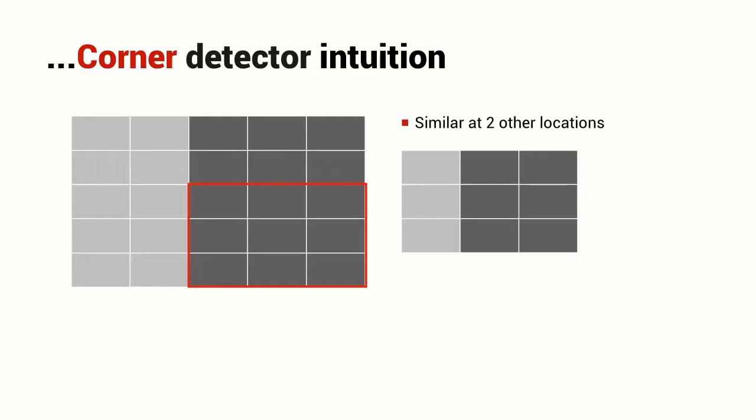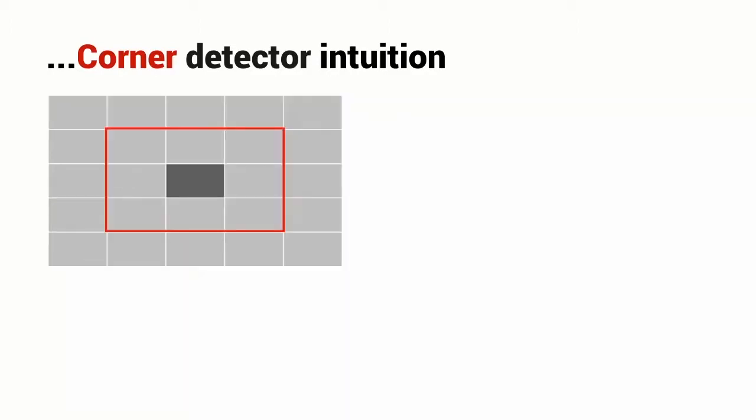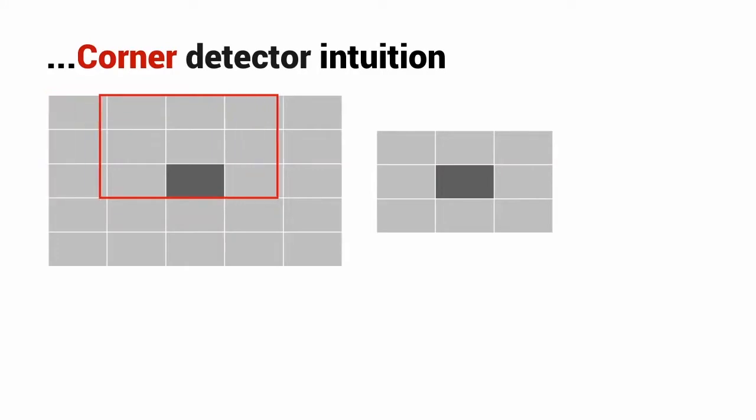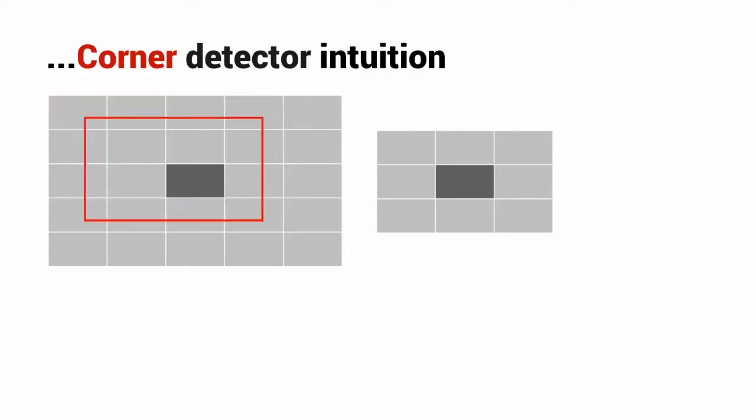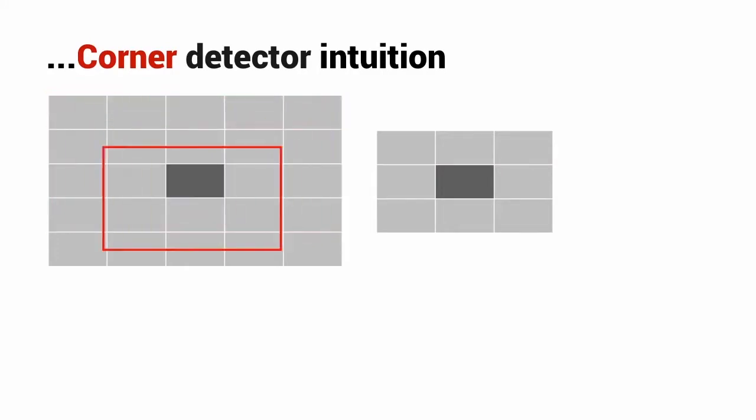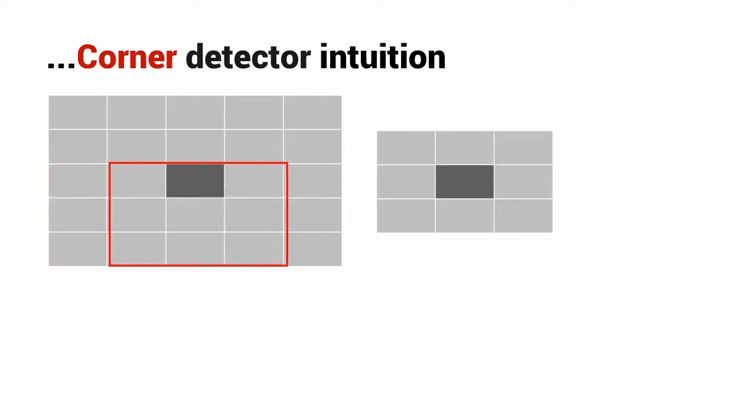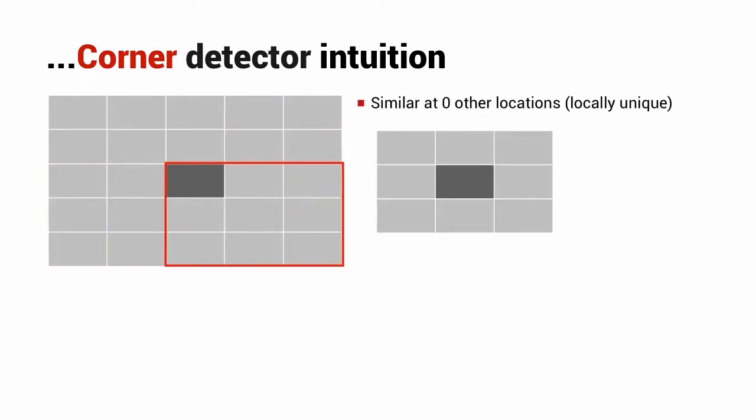So this central window matches at 2 other locations, so it is a bit more unique. Consider now this pattern, a single dark pixel against a background of brighter pixels. I'm going to chop out the central region, and once again I'm going to move the 3x3 window around, and we see that it doesn't match anywhere else. It is unique. It only matches to that central location.